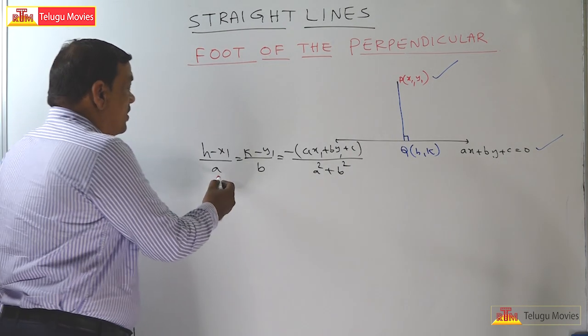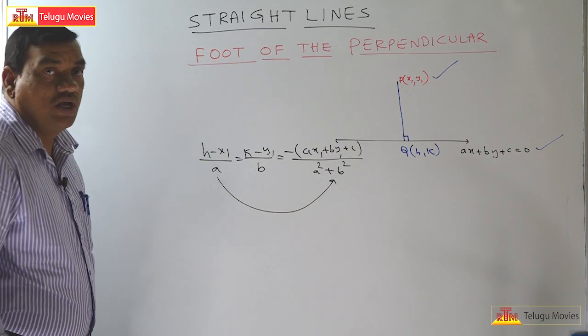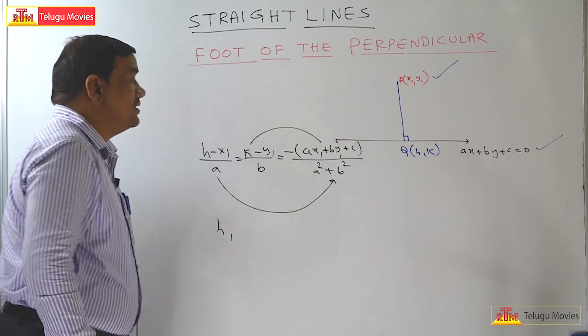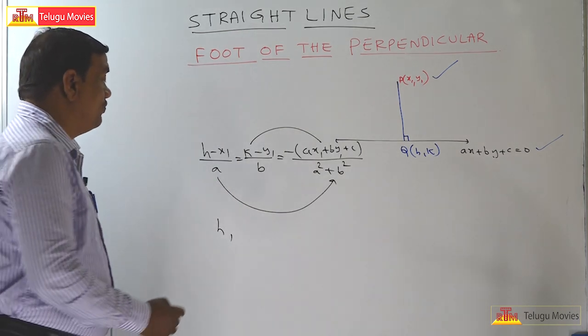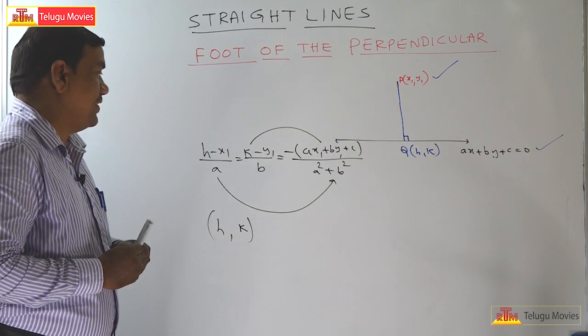If you compare the first term with the last term, you will get the h value, and if you compare the second term and the last term, you will get the k value. So this is called the foot of the perpendicular.